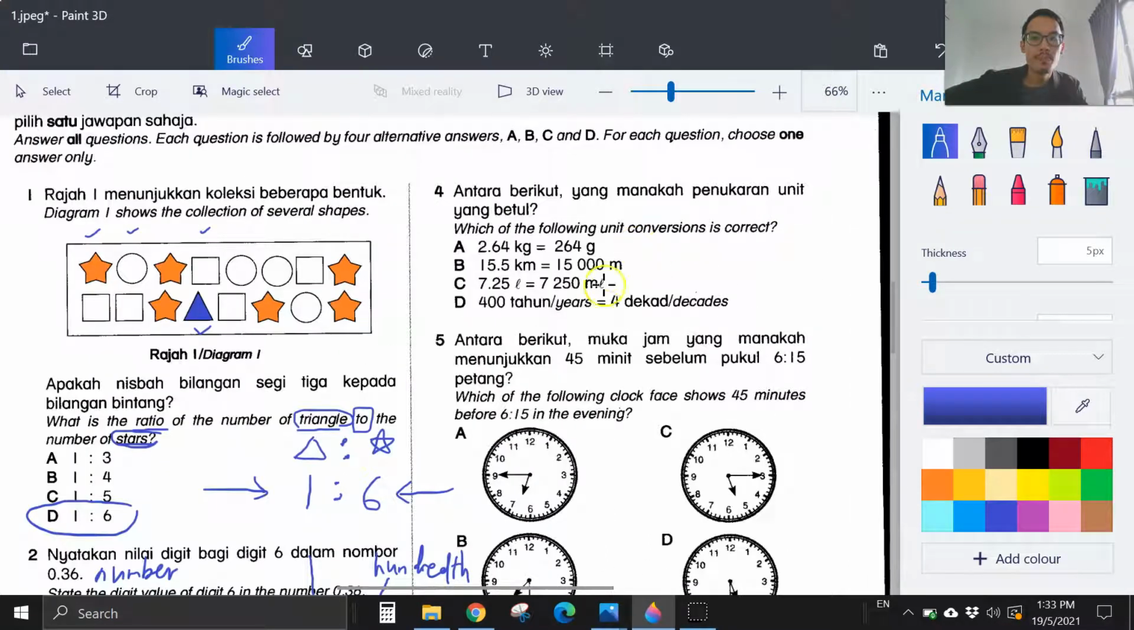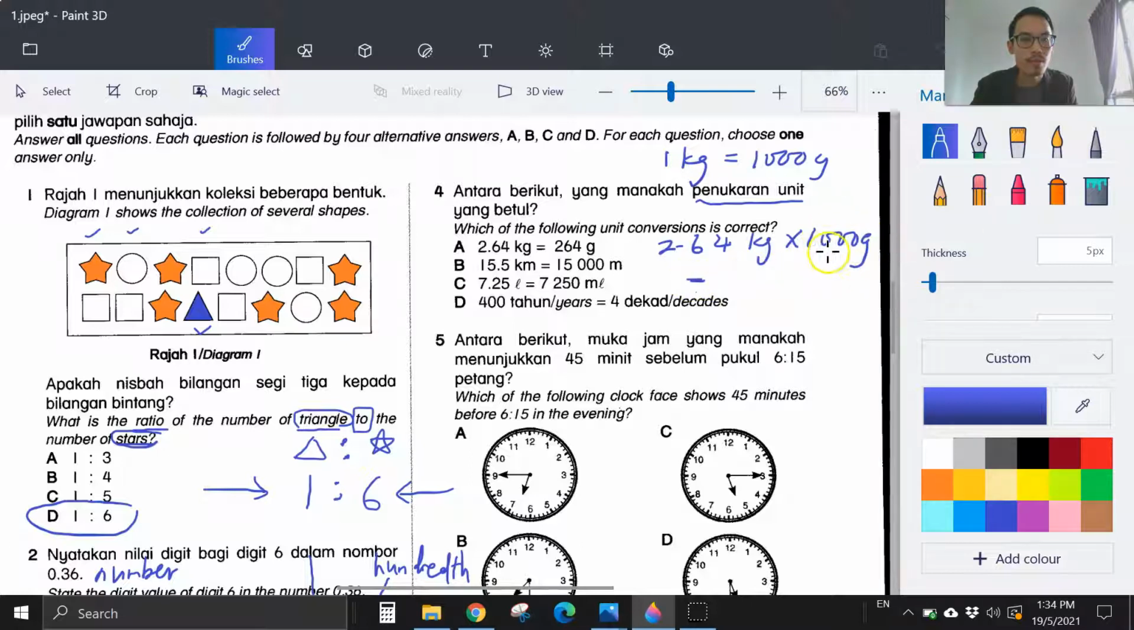Number 4. Which of the following unit conversions is correct? Penukaran unit. Let's look at the first one. 1 kg equals 1000 grams. So for 2.64 kg, you need to times 1000. 3 zeros, so you move 3 times: 1, 2, 3, add a 0. So it should be 2640 grams. So A is wrong.